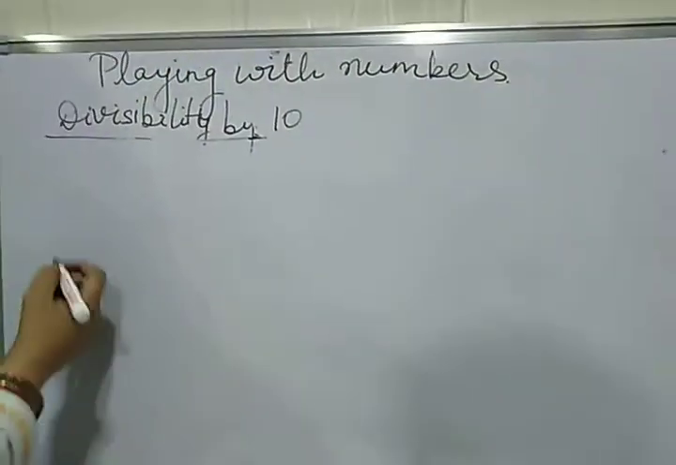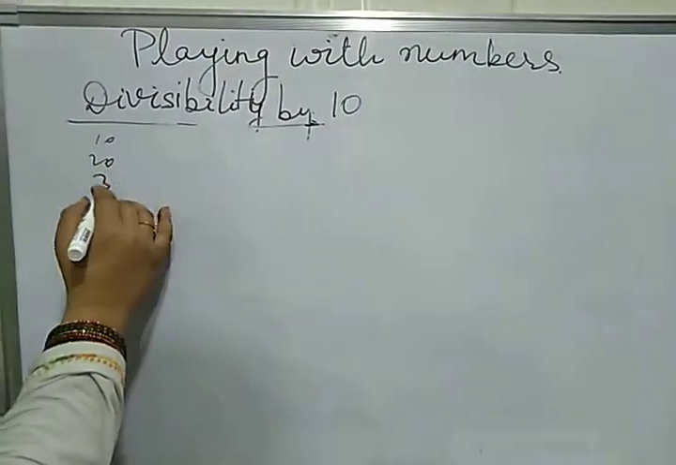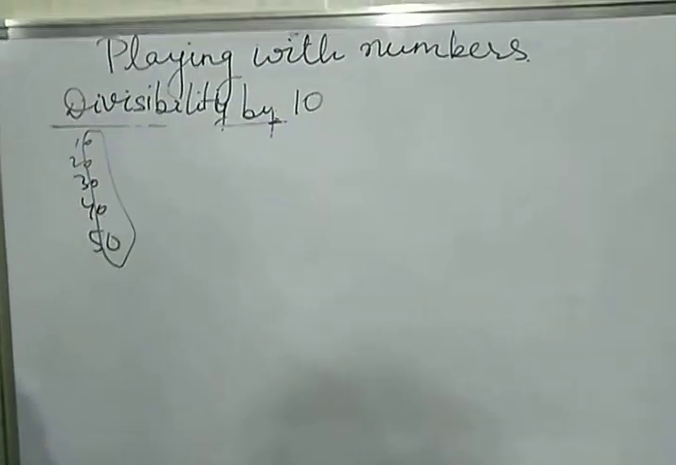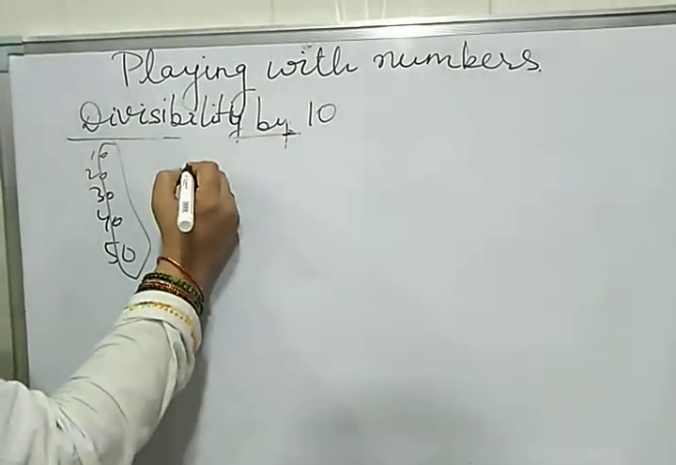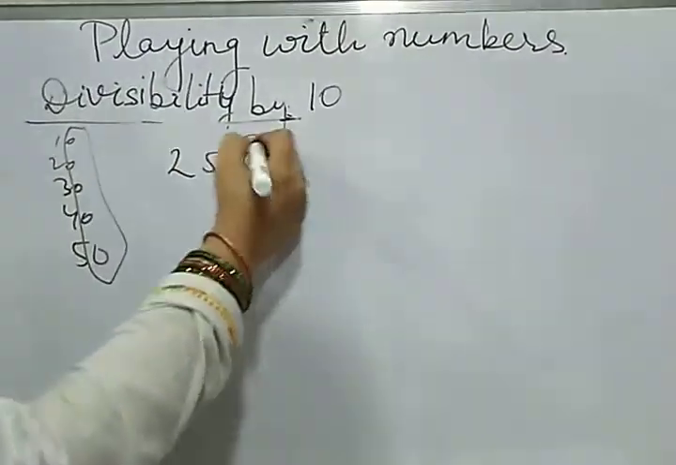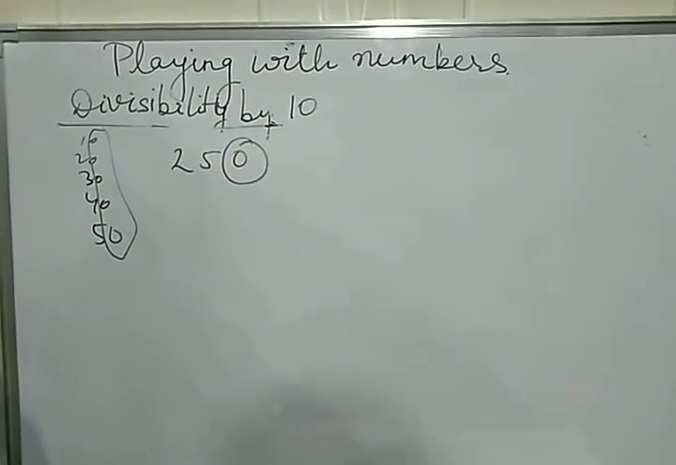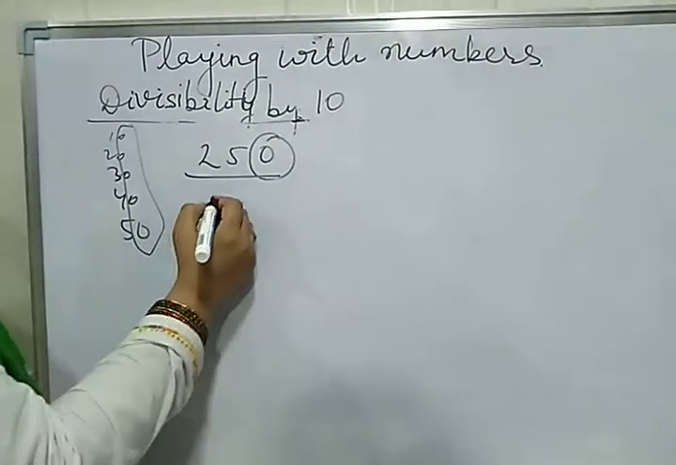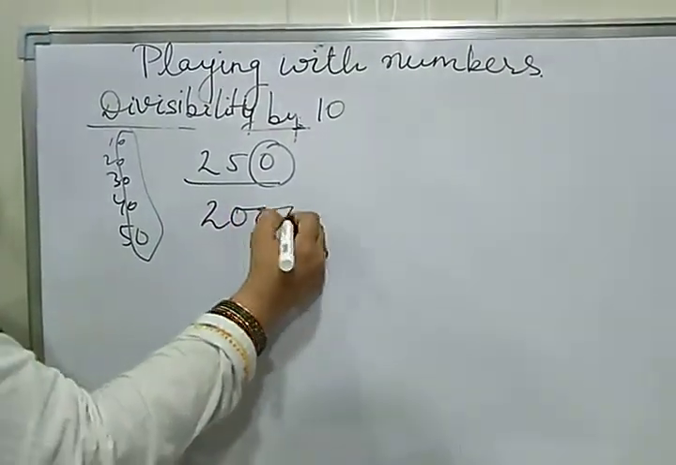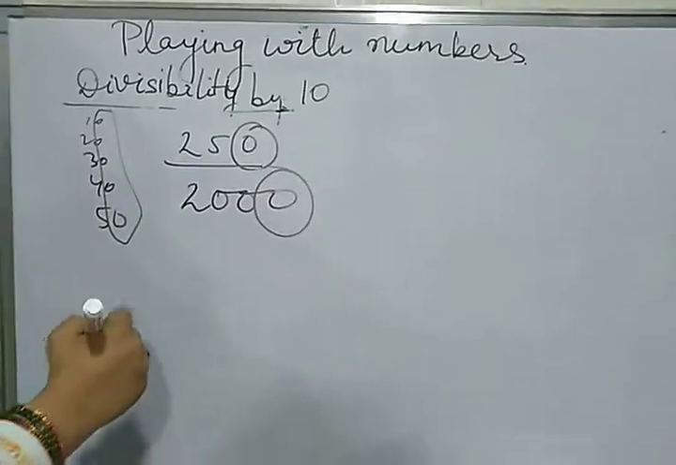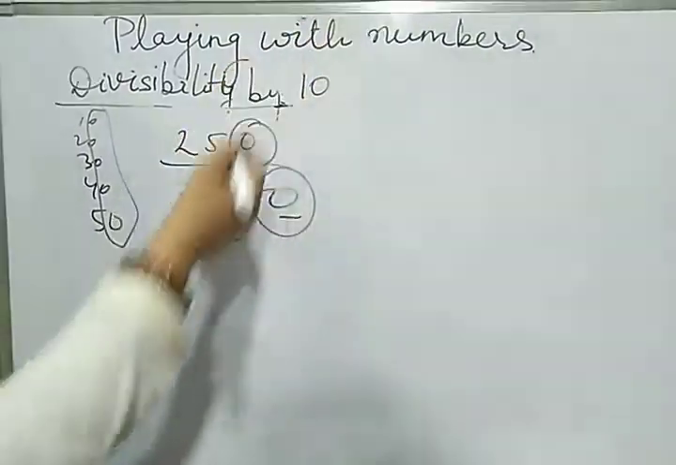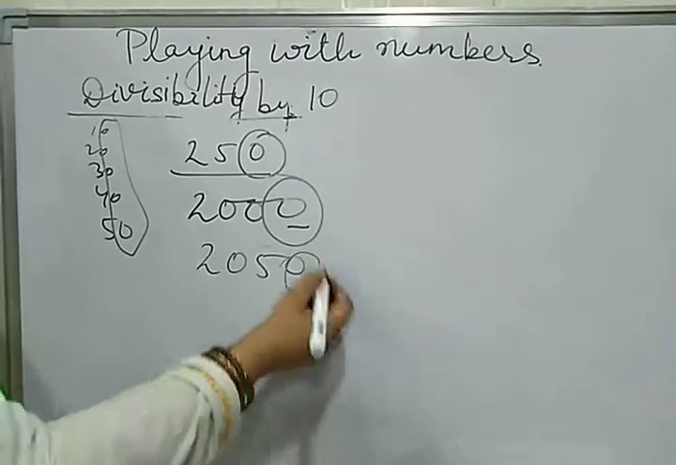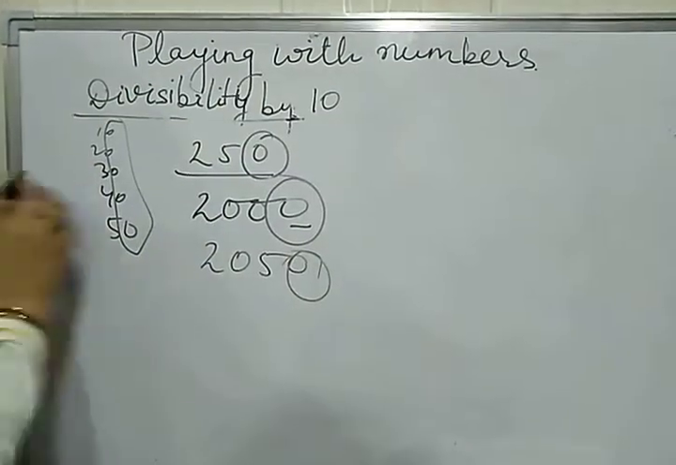Divisibility by 10. See the table of 10: 10, 20, 30, 40, 50. The ones place digit is always 0. So if the ones place digit of the number is 0, then the number will be divisible by 10. Suppose 250, the ones place digit is 0, so this number is divisible by 10. 2000, the ones place digit is 0, so this number is also divisible by 10. 2050, the ones place digit is 0, so this number is divisible by 10.